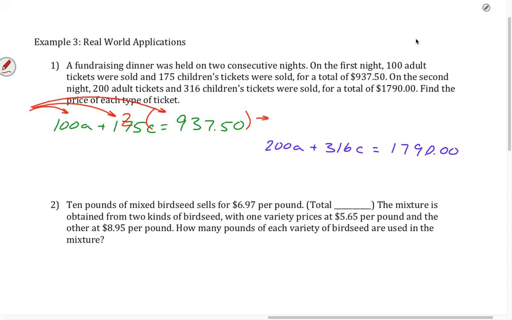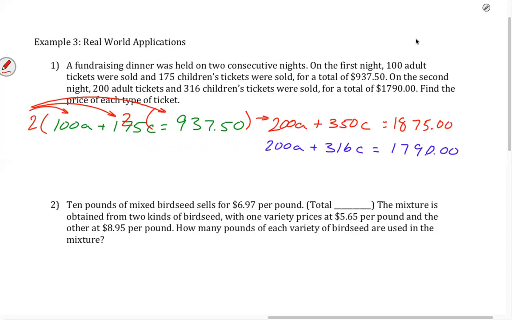I have 2 times 100 is 200 plus 2 times 175, that's 350. 2 times 937.50, that's 1875. Is that what you did? Is that what you got?